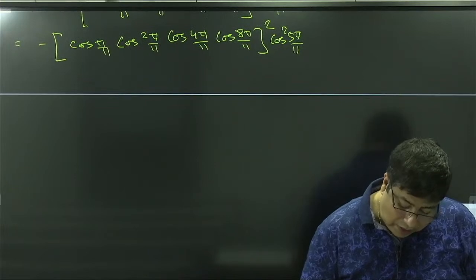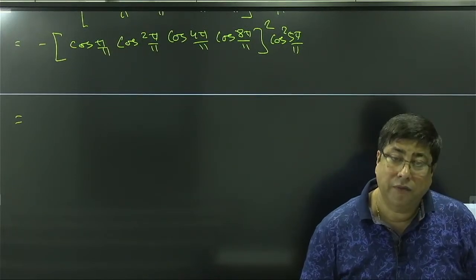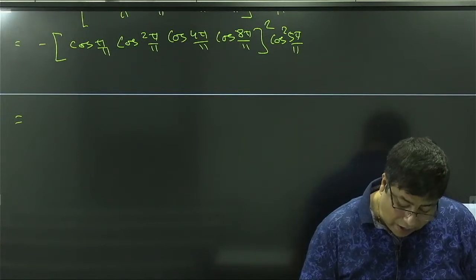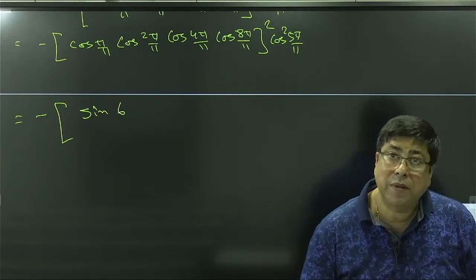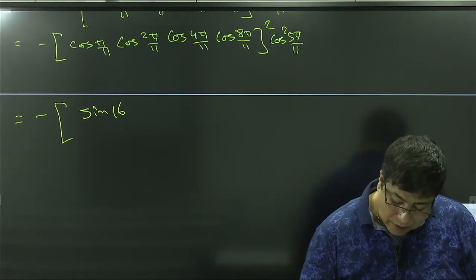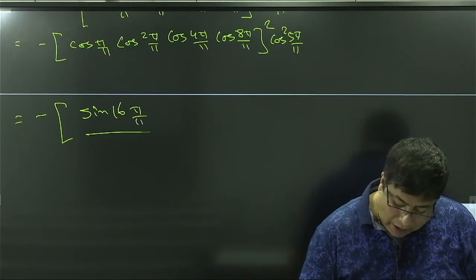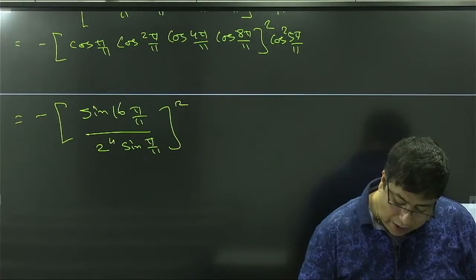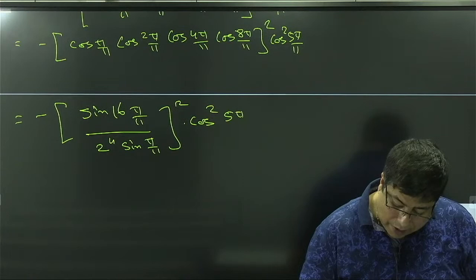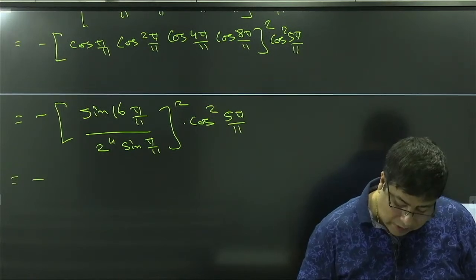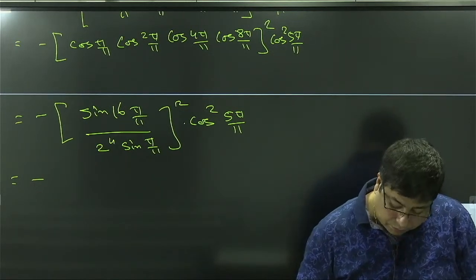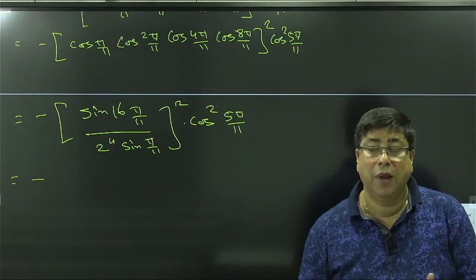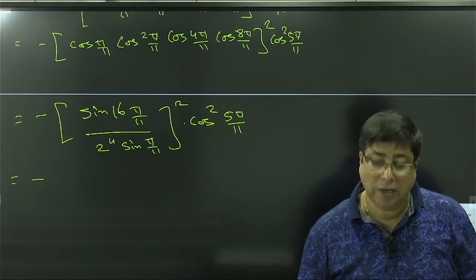Now just see, let us apply the sine formula. We are getting here minus sine 16 pi by 11 divided by 2 to the power 4 sine pi by 11, whole square, into cos square 5 pi by 11. So we are getting minus, if I insert it in the bracket, 16 means pi plus 5 pi by 11.